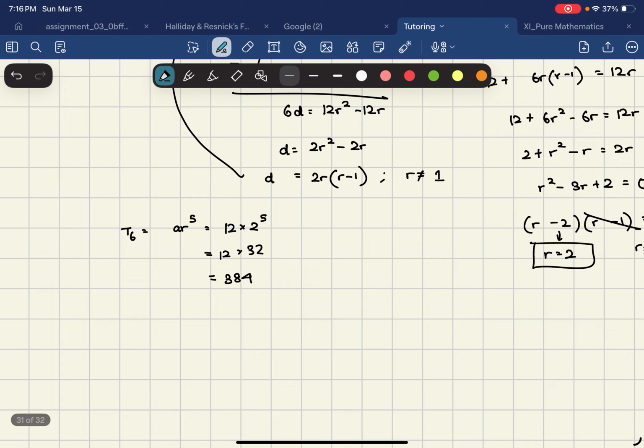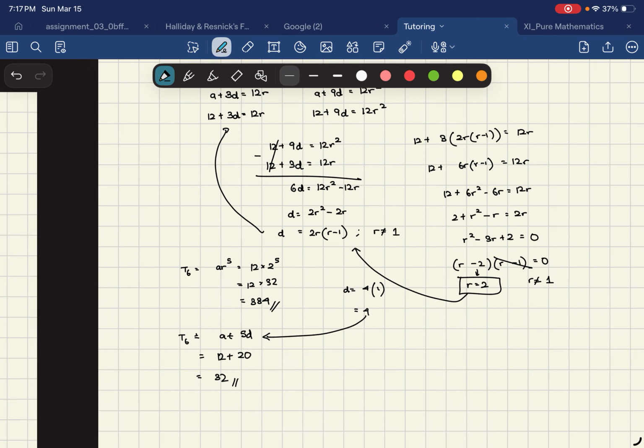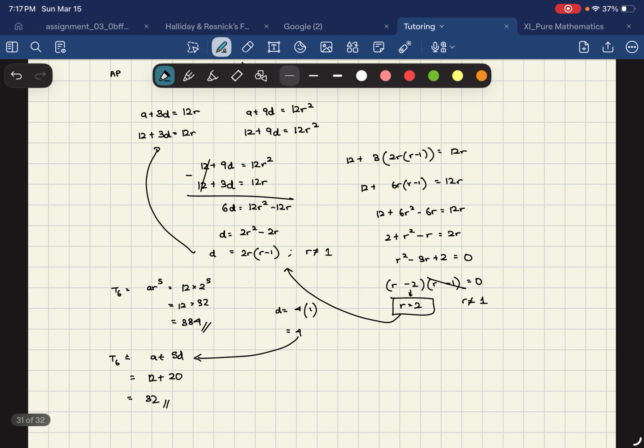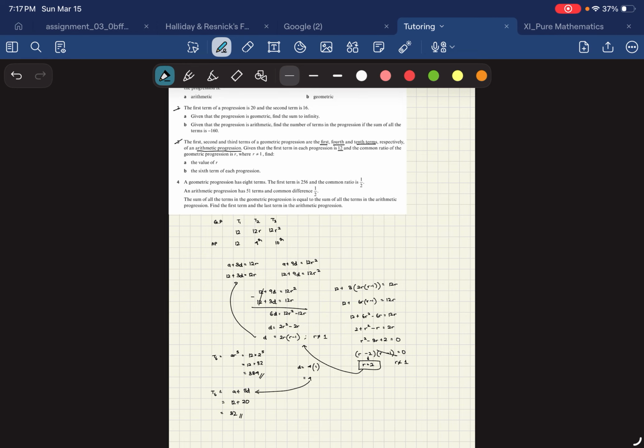And if the common difference, so let me use this value of r here. So d is just 4 times 1, which is 4. All right, so T6 is equal to a plus 5d, which is 12 plus 5 fours are 20. So I substitute d here, and that is 32. So 384 if it's geometric, and if it's arithmetic, then it's 32. The sixth term of the arithmetic sequence is 32, and the sixth term of the geometric sequence is 384. All right, so we're done with question 3.